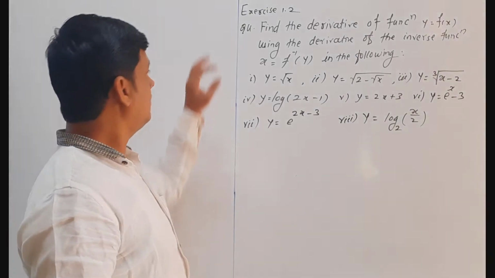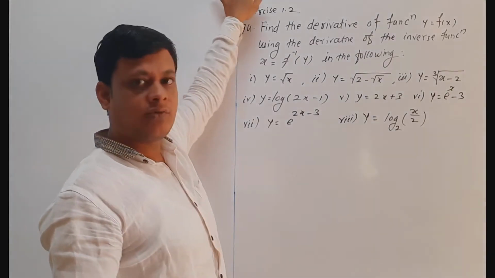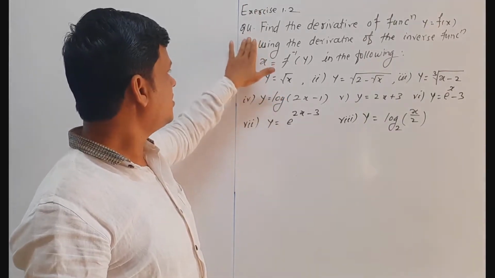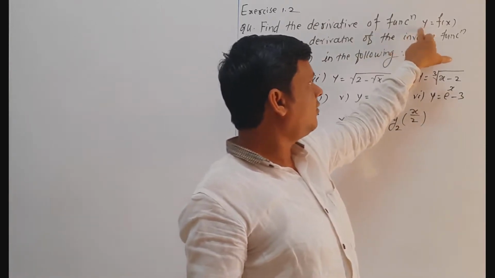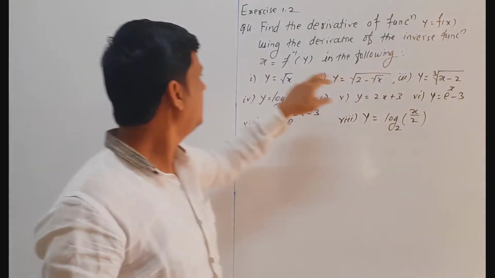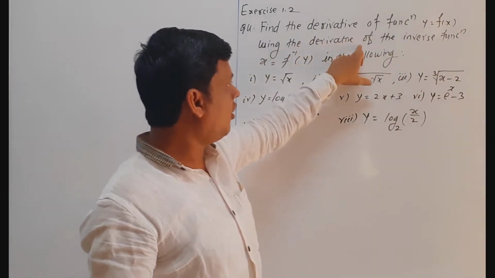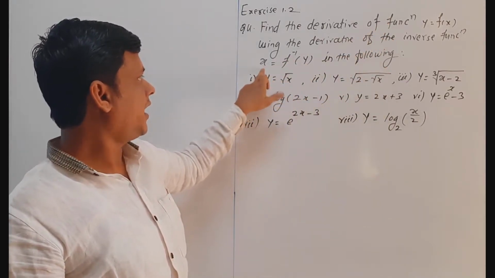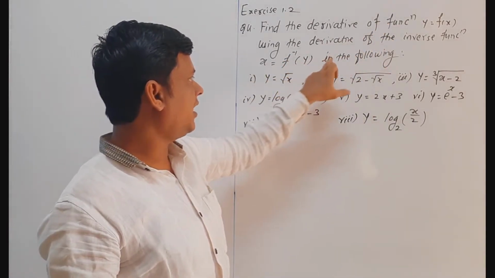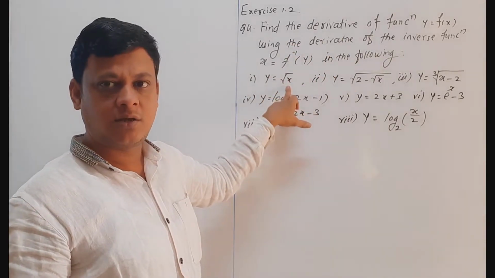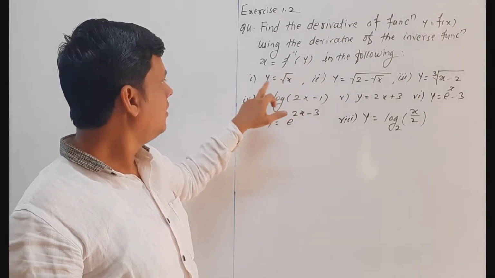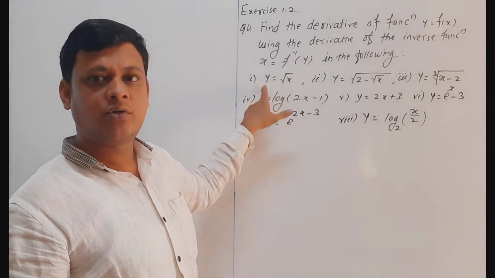Now see, first question from exercise 1.2. Question is, find the derivative of function y equals f of x using the derivative of inverse function x is equal to f inverse of y in the following. For example, y equals root x is given. That means we don't find the derivative directly here.